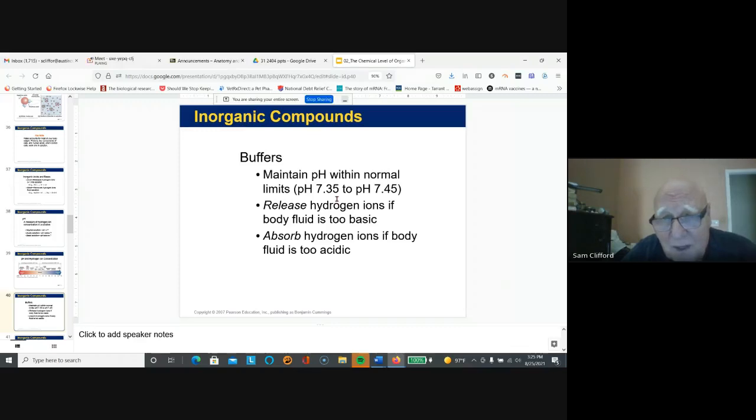Okay, as I just mentioned, buffers in the body maintain the pH between 7.35 and 7.45. If the pH goes up, hydrogen is going to be released into the body fluid. If the pH is too acidic, goes below 7.35, those hydrogen ions will be reabsorbed to return the pH to the proper level.